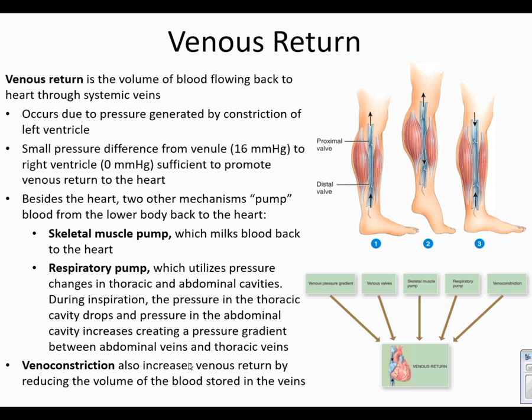Okay, venous return, something that we said the other day affects preload. Venous return is exactly what it sounds like. It's the amount or volume of blood returning back to our heart by way of our systemic veins. We're talking here about returning to our right atrium and right ventricle. This occurs due to several different things. The pressure generated by contraction of the left ventricle is way up here, and then we have that progressive drop from there, even in your venules to your vena cavas, and then into your right atrium and right ventricle. It's not a huge drop.